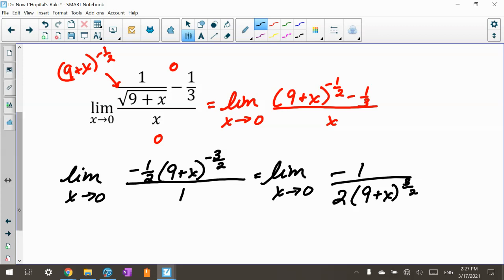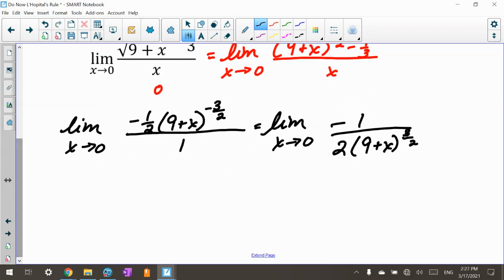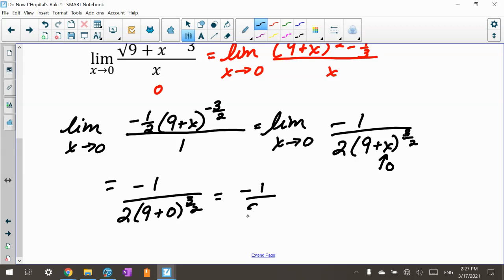Now I'm going to plug the 0 in to see what we get. And I know we have a number here, so I know I'm done with L'Hopital, so I'm just going to throw a 0 in that spot. So it's going to equal negative 1 over 2 times 9 plus 0 to the 3/2. And guess what that is? It's negative 1 over 54.